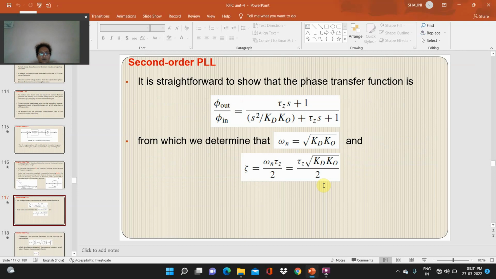It is very straightforward to show that the phase transfer function phi out by phi in is equal to (tau z s plus 1) by (s squared by Kd Ko plus tau z s plus 1). From this we determine that omega n is equal to the square root of Kd times Ko, and zeta is equal to omega n tau z by 2, which is equal to tau z times the square root of Kd Ko by 2.